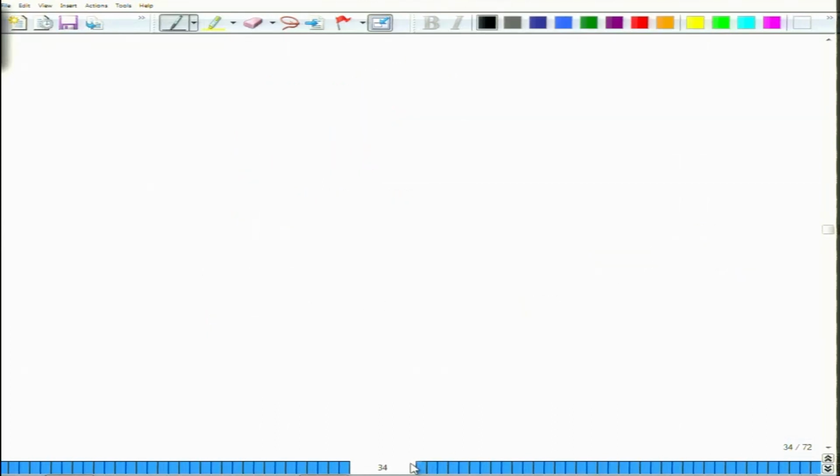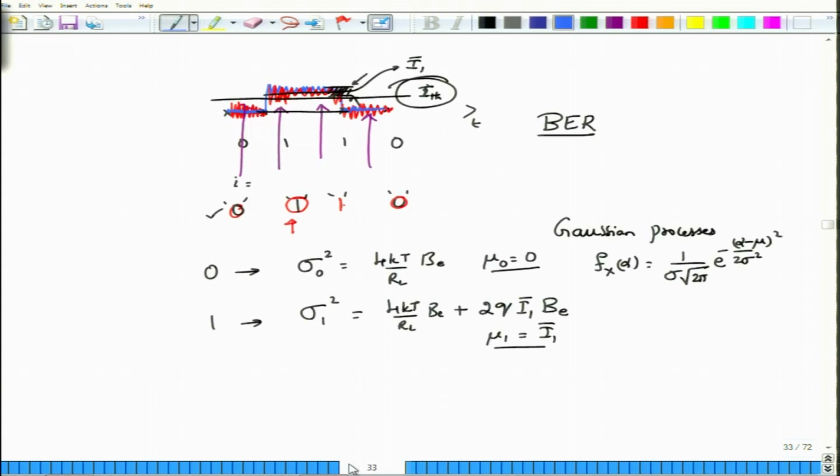Now, let us draw on the horizontal axis the photocurrent that we receive, and locate 0 and I1 average, which is the average photocurrent that you have received, and then draw the Gaussian statistics. We have assumed that when you have bit 0 or bit 1 received, the noise will still be Gaussian, but its variances will be different. So, which variance is actually larger?